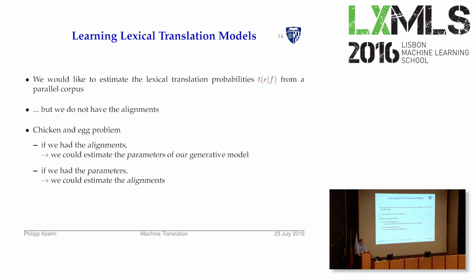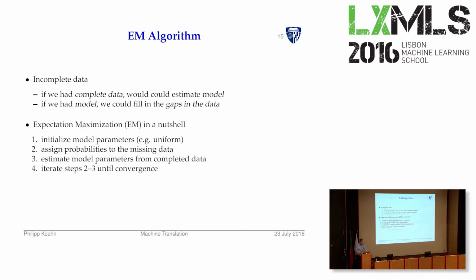The other way around, if someone gives us the perfect model of saying house 80% to house and 50% to building, then we can go over each sentence pair and just figure out for each English word what's the most likely German word that it maps to, and this way we draw all these alignment links. But we don't have either of these two things. So this is where the EM algorithm comes to the rescue. I think Noah talked about that today.